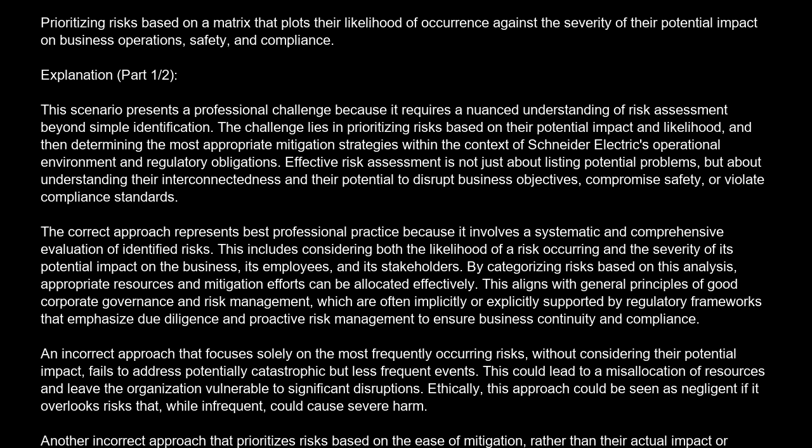An incorrect approach that focuses solely on the most frequently occurring risks, without considering their potential impact, fails to address potentially catastrophic but less frequent events. This could lead to a misallocation of resources and leave the organization vulnerable to significant disruptions. Ethically, this approach could be seen as negligent if it overlooks risks that, while infrequent, could cause severe harm.